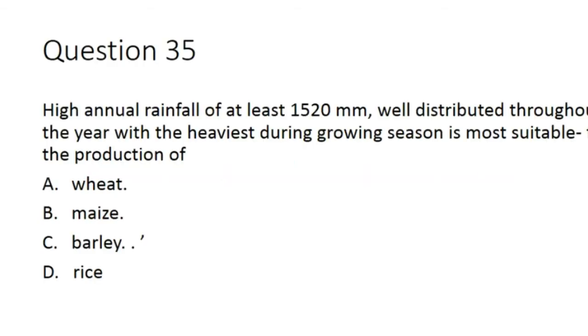35. High annual rainfall is at least 1,520 mm, well distributed throughout the year, with the heaviest during the growing season. It is most suitable for the production of A. Wheat, B. Maize, C. Barley, D. Rice. The correct option is rice.